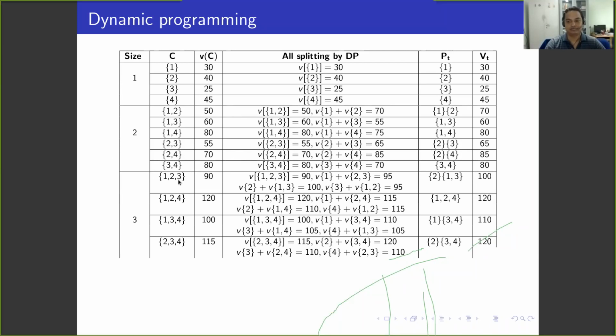V1, V2, V3. If they work together, it is given as 90. What are the other cases? There is a lot of computation associated with it. What are the different coalition structures that could be there? V1 works separately and V2, V3 work together. V2 works separately, V1, V3 can work together. V3 works separately, V1, V2 can work together.